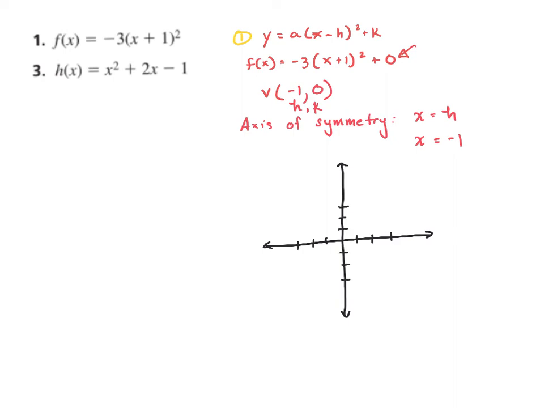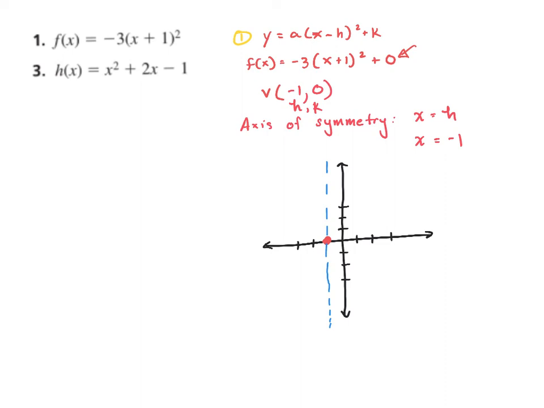Probably going to need more, but that's all right. Vertex, negative 1, 0. There he is. Axis of symmetry. That is a vertical line at x is negative 1. It always goes through the vertex. So there's our axis of symmetry. We show that with a dashed line. Okay.